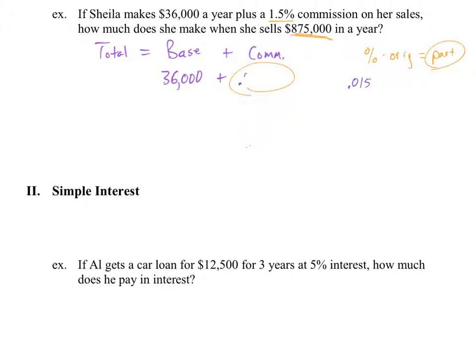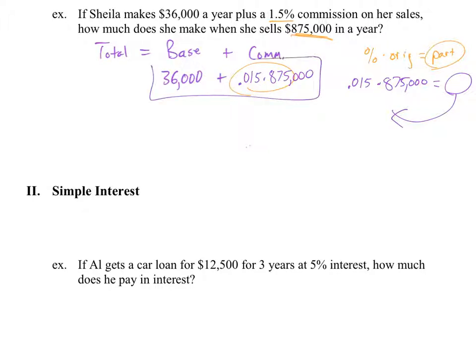So I'm just going to write it right in here, 0.015 times that total amount of money, which is the original amount, the $875,000. You could do a calculation on the side, get your answer, and then put it in. I'm just going to do it all at one time. It looks a little sloppy, but I can punch all that into my calculator and it'll give me the answer in one shot. So I have 36,000 plus 0.015 times 875,000. Hit enter. We get that Sheila makes $49,125.